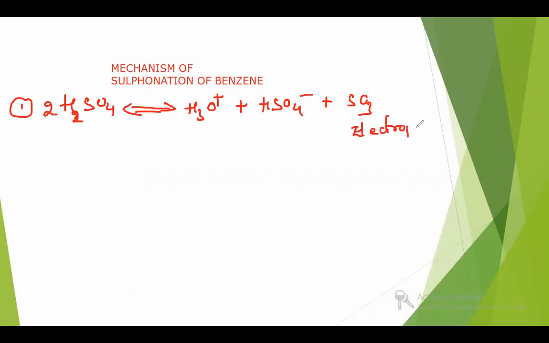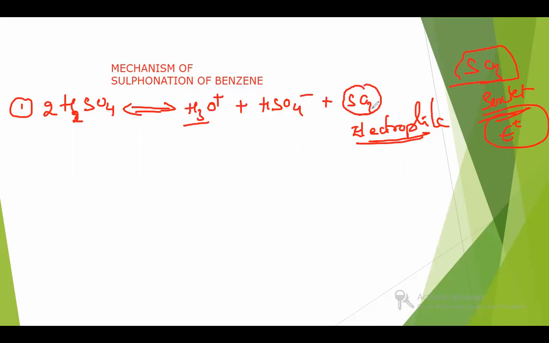Electrophile means electron deficient. You may be thinking, why is H3O+ not the electrophile? Why are we considering SO3 as the electrophile? The sulfur atom in sulfur trioxide has only six electrons, which we call a sextet electronic configuration. Therefore the molecule is electron deficient and acts as an electrophile. So SO3 will be formed. So the first step is the generation of the electrophile.